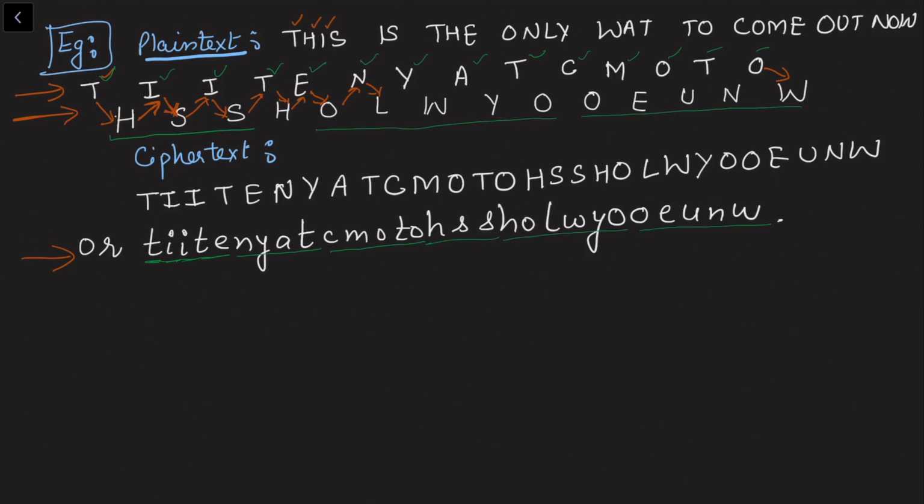But we can also make it a little more complex. To make the transposition more complex, we can use the technique of one-stage transposition. To encrypt a message, let's write down the message row by row and read the message column by column. Let me consider an example for this also.